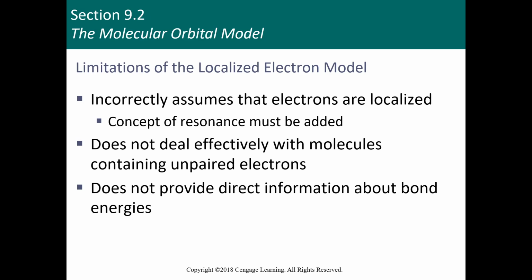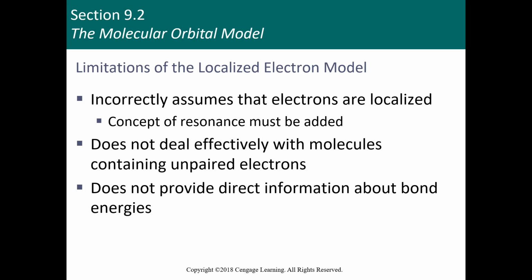All right, now, I know that I teach you these wonderful models and theories, and then I go and point out how they're wrong. And that's true for this too. So the limitations of the localized electron model, which I've spent all this time teaching you: it incorrectly assumes that the electrons are localized. However, we do know that actually resonance exists. That means that not all electrons are localized. Some of them get shared. Some of them are delocalized.